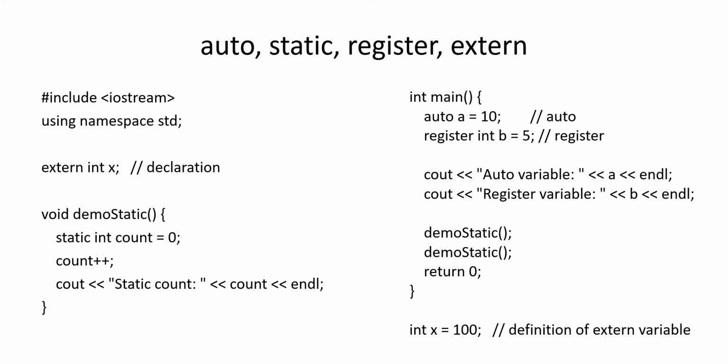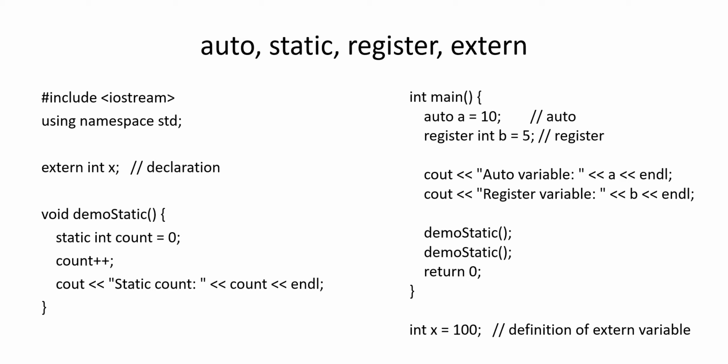These slides are an example for auto, static, register, extern keywords. The auto keyword allows the compiler to infer the data type automatically. Register suggests storing a variable in a CPU register for faster access. Static variables retain their value between function calls. Extern is used to declare global variables defined in another file or later in the program.